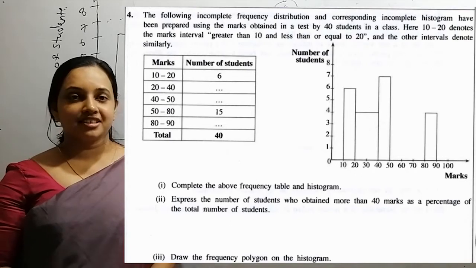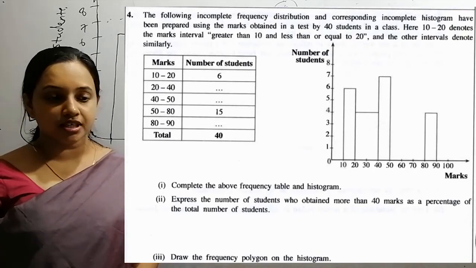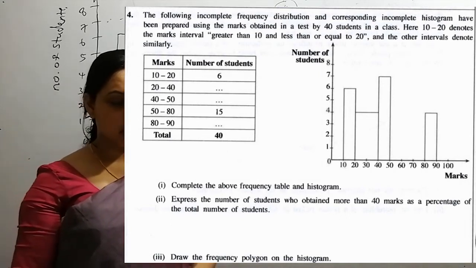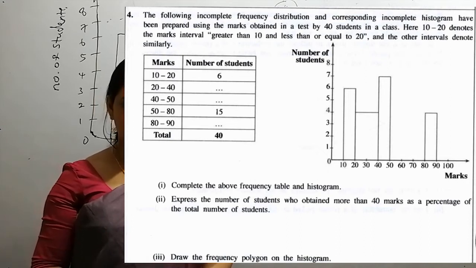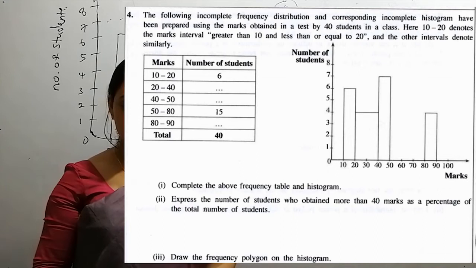Then look at question number 4. The following incomplete frequency distribution and corresponding incomplete histogram have been prepared using the marks obtained in a test by 40 students in a class. Here 10 to 20 denotes the marks interval greater than 10 and less than or equal to 20, and the other intervals denote similarly.